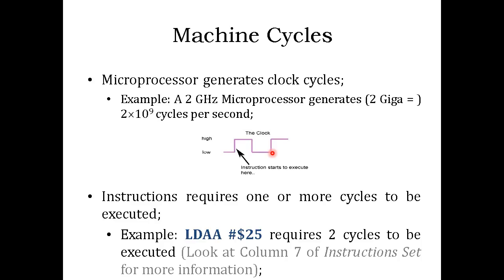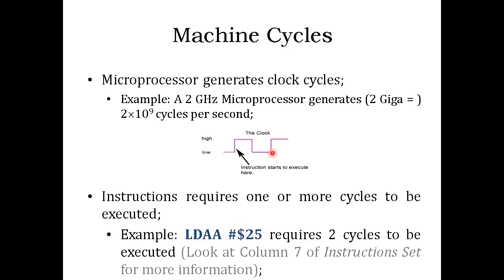Now think about a 2 gigahertz microprocessor, which will generate a lot of cycles in 1 second. No matter whether we use the cycles or not, the microprocessor keeps generating them. What is the point of generating these cycles? These cycles are like the energy the microprocessor produces, so that the instructions in your program that is running are using these cycles.